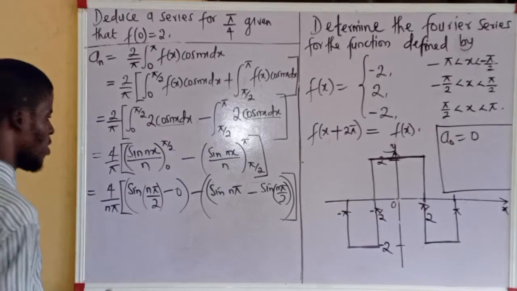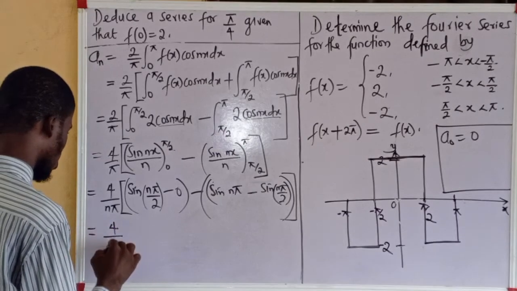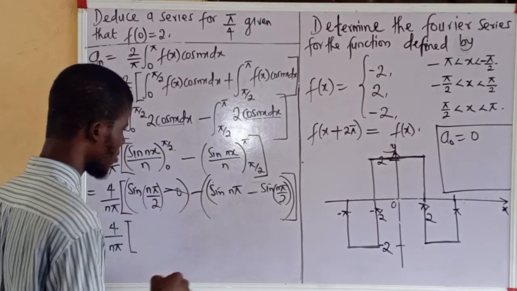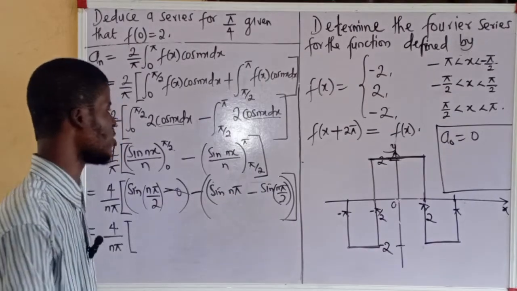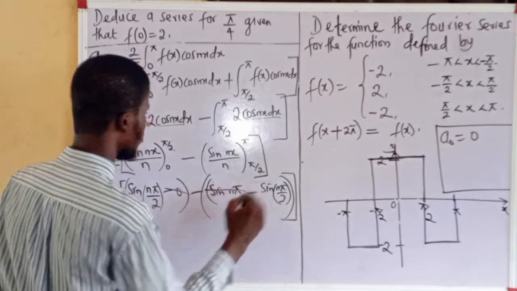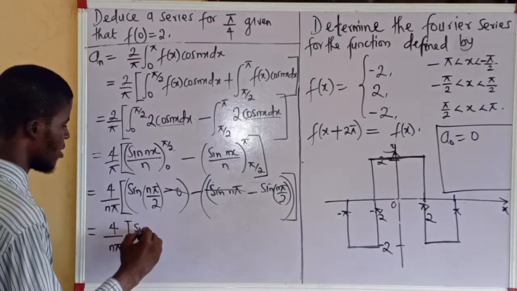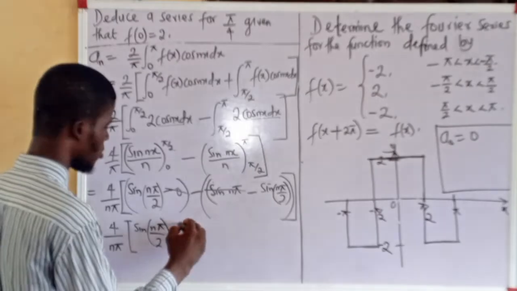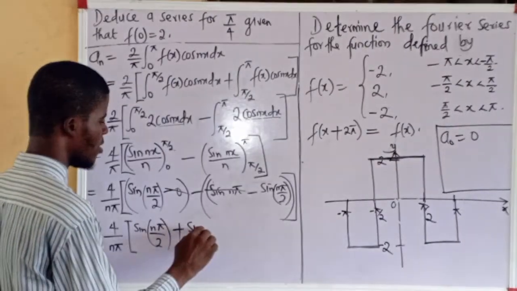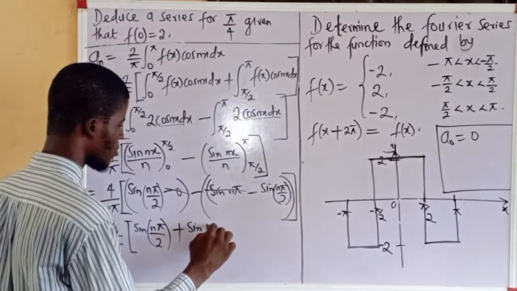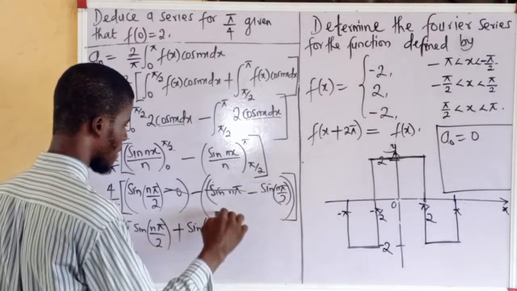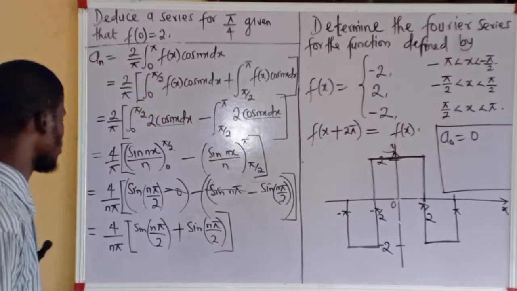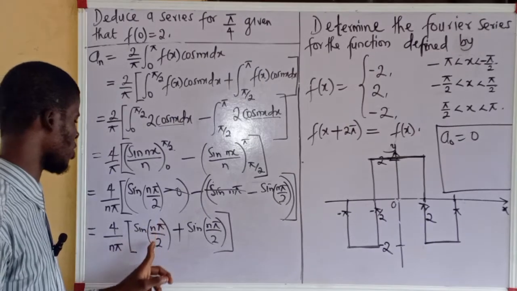Alright, so what do we have now? This is equal to 4 over n pi into, okay, this 0 is out. Alright, sine n pi is always 0. So this one is 0. So what we are having now is sine n pi over 2, minus minus is a plus. Plus what? Sine n pi over 2. Okay? The two of them are the same. So if we add them up, we are going to obtain 2 sine n pi over 2.